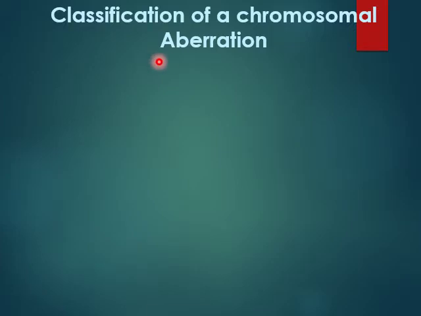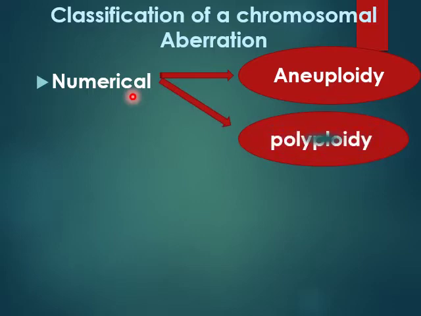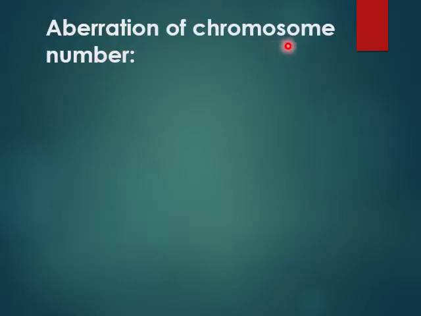The abnormal chromosomes can be classified into two types: numerical aberrations, including aneuploidy and polyploidy. The other type is called structural aberrations. The presence of different cell lines, called mosaicism, can result from structural or numerical aberration. First, the aberration of the chromosome number, or numerical aberrations.